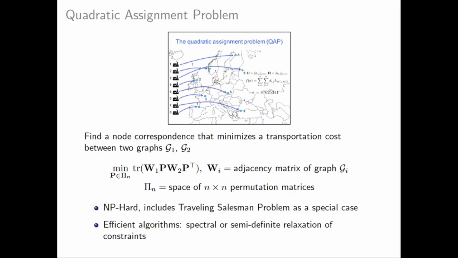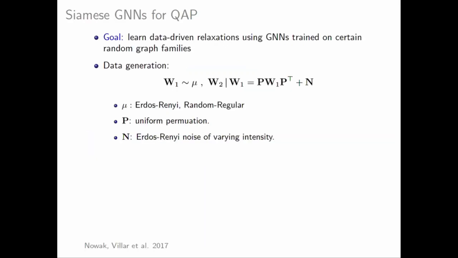Typically, people try to relax the permutation matrix constraint into a constraint set that is a bit more tractable, for example by using a spectral approach or semi-definite programs. So how can we use graph neural networks to address this problem? For this, we need to generate data, right? If we want to use a data-driven approach, we have to generate data.